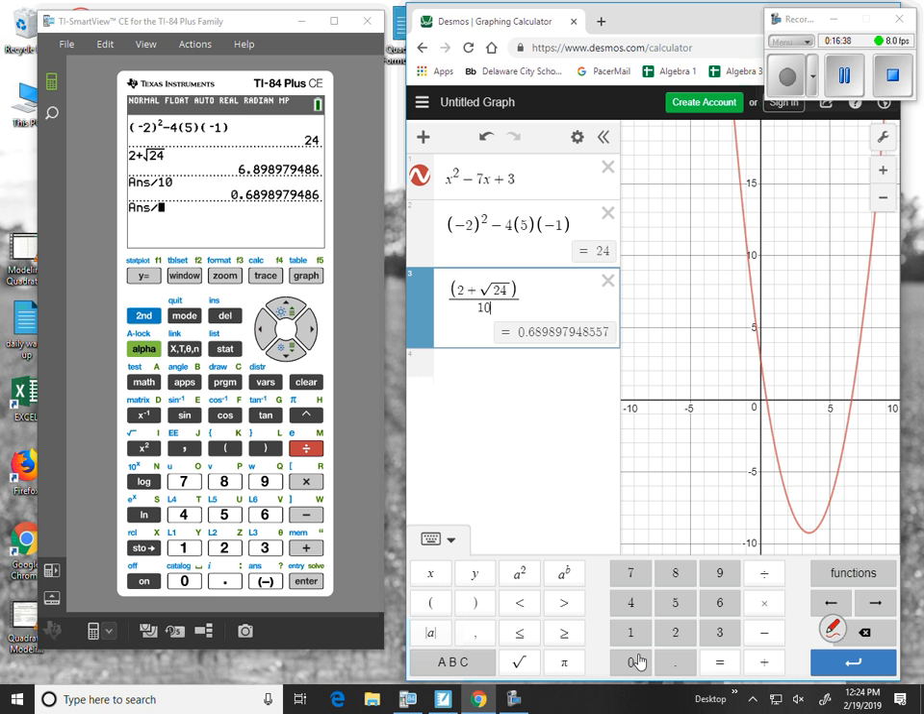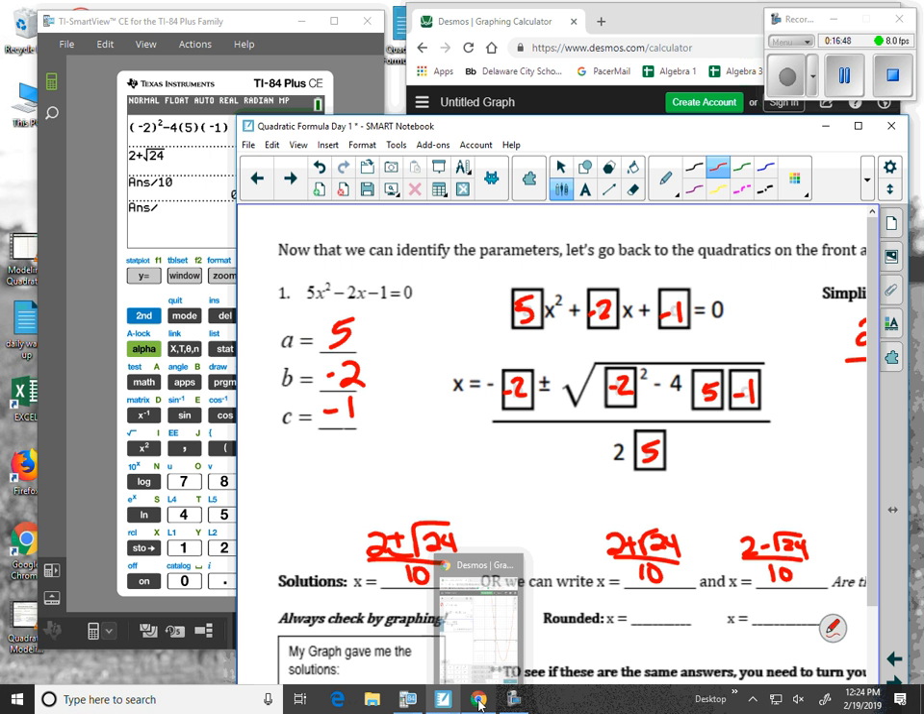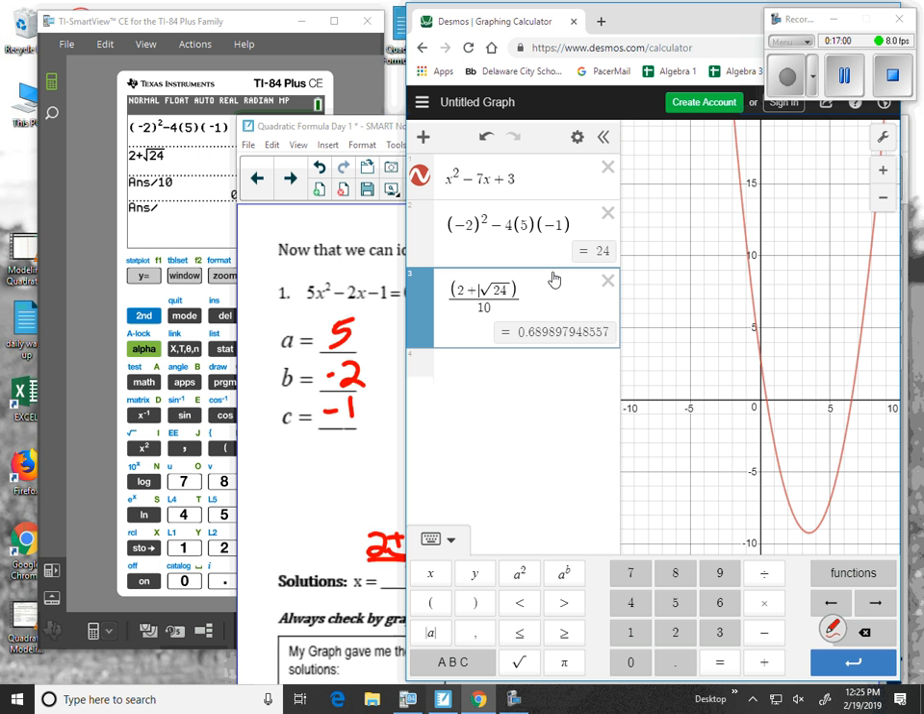And we're going to practice with this a lot. It'll go faster once you get used to it. So our first one, the 2 plus the square root of 24 over 10, is going to be 0.69. We'll just round it to 0.69. Then we can do 2 minus the square root of 24 over 10. Desmos is nice because you can just go in here, change it to a negative, and it'll tell you what it is. So Desmos is pretty quick if you want to work with it. So you should get negative 0.29.